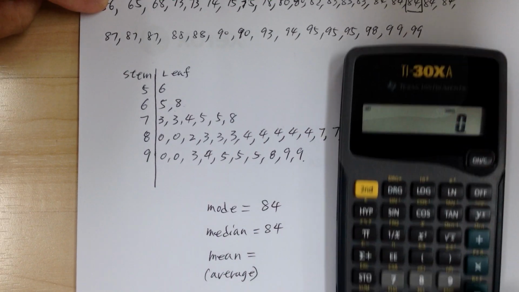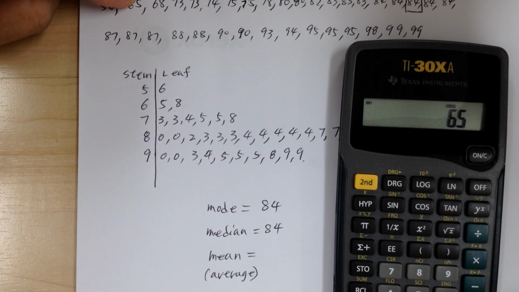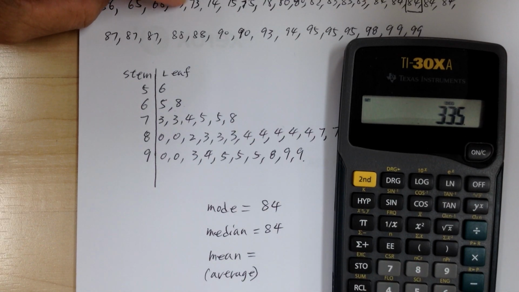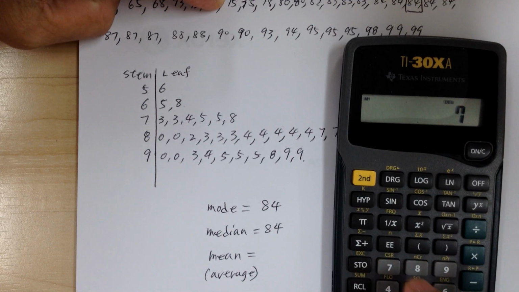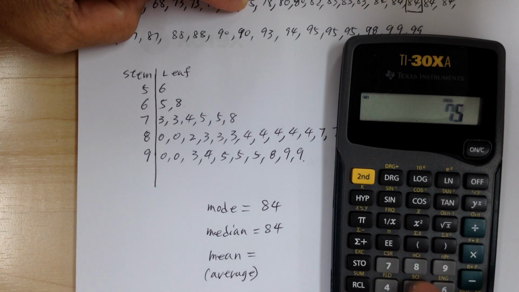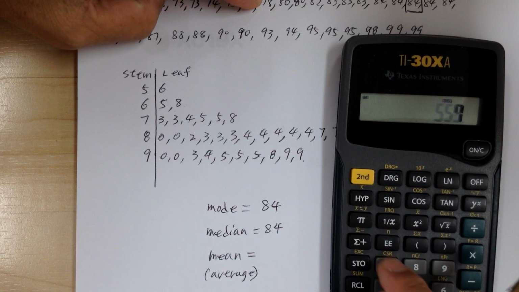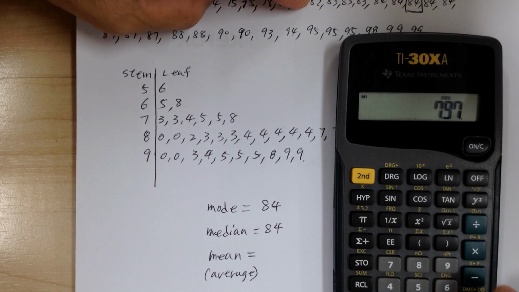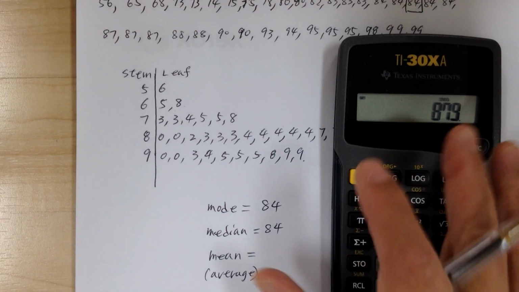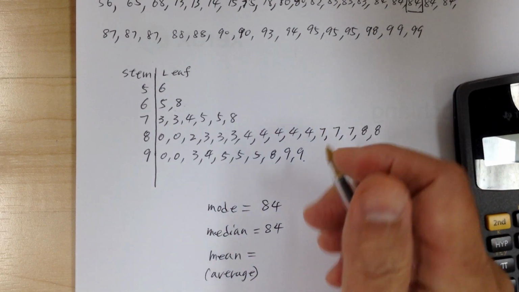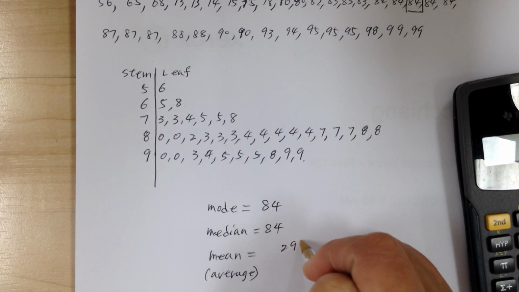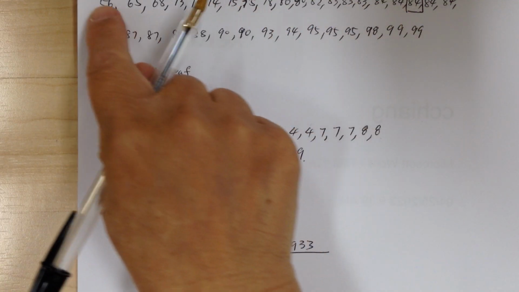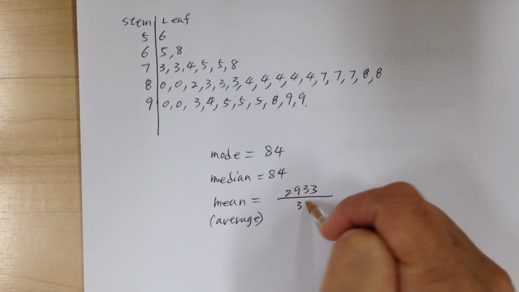So you have to go 56 plus 65 plus 68 plus 73 plus 73 plus 74 plus 75 plus 75 plus 78 plus 80 plus 80 plus 82. Anyway, just keep adding, and the sum is going to be 2933. Then you have to divide by the number of entries. There are 35 numbers, so you have to divide by 35.